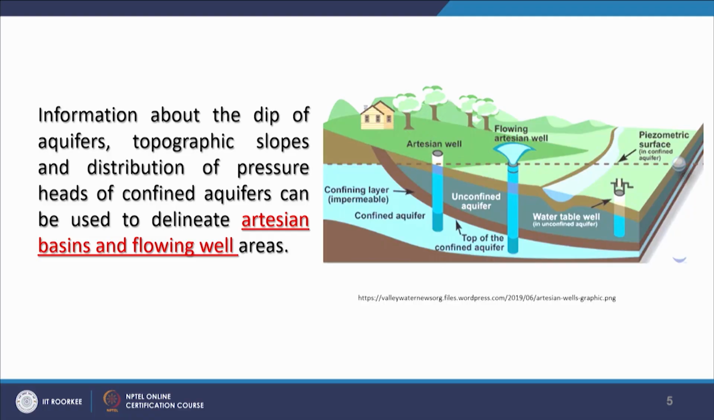Overall information about the depth of the aquifer, that is the depth of water bearing formations, topographic slopes, and the distribution of pressure heads of confined aquifers, that is the hydraulic gradient, can be used to delineate even artesian basins and flowing well areas. Like here, as you can see, because the piezometric surface is much above the ground surface, water is almost available at the surface, or water may come out, or you may have a scenario of a flowing well.